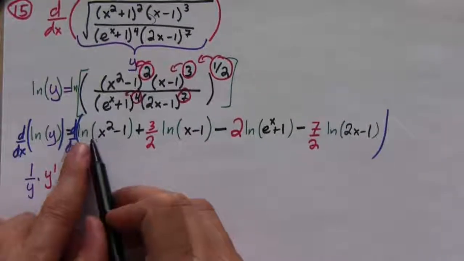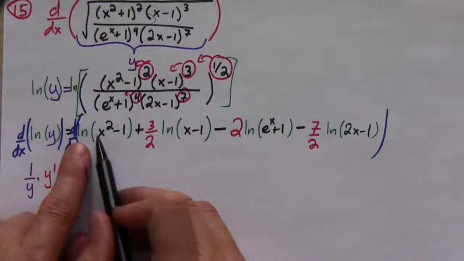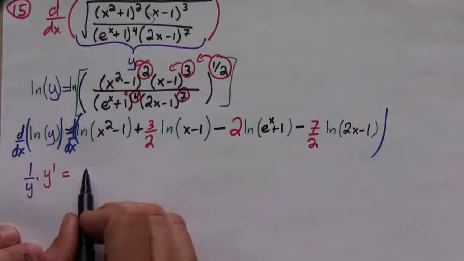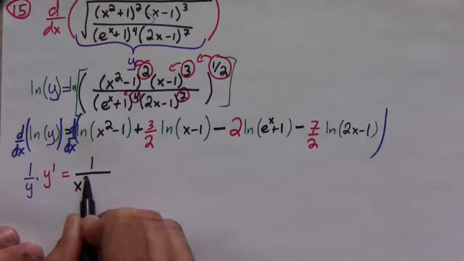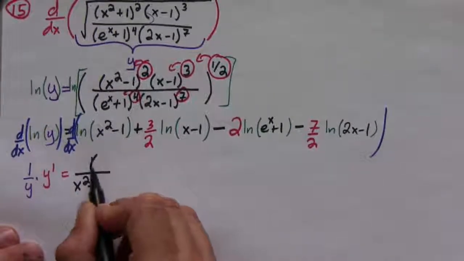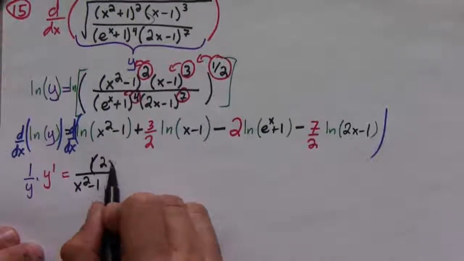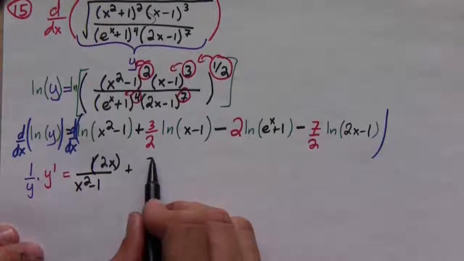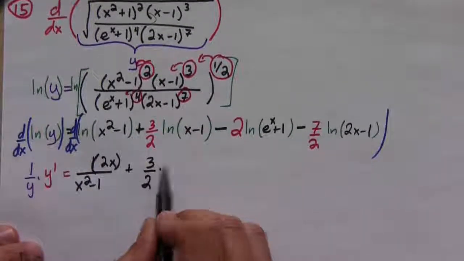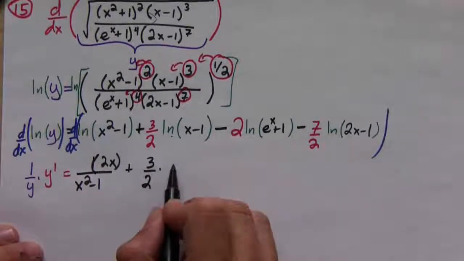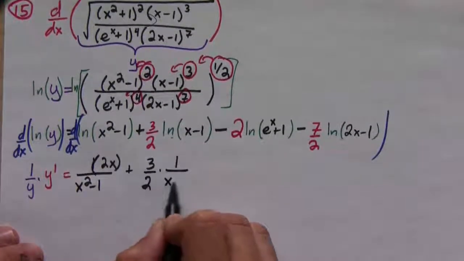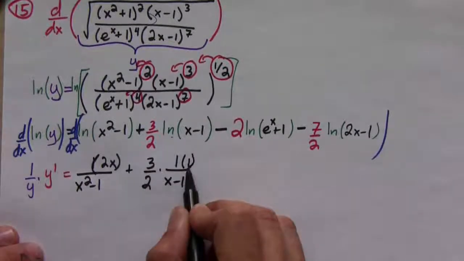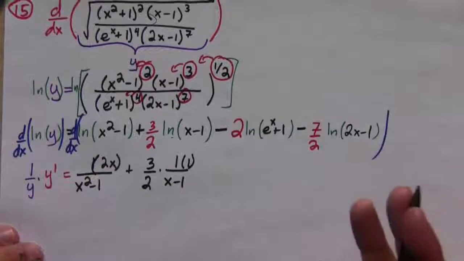What you do is the derivative of natural log is 1 over whatever you have inside times the derivative of the inside. So this is going to be 1 over x squared minus 1 times the derivative of the inside, which is 2x. Okay, plus 3/2 times the derivative of natural log of x minus 1. This is just going to be 1 over the inside times the derivative of the inside, which is just 1. So 1 times 1 is 1. So you can write it if you want.